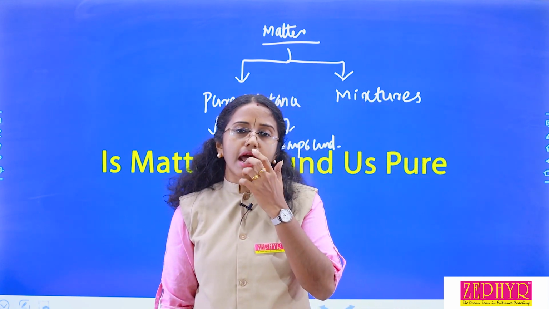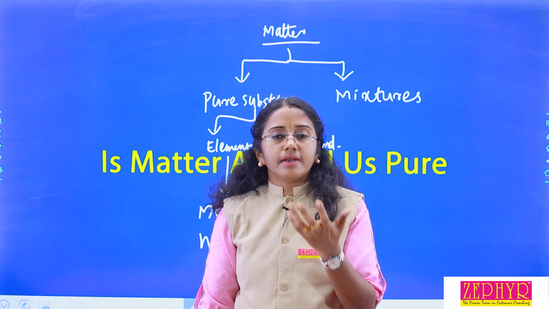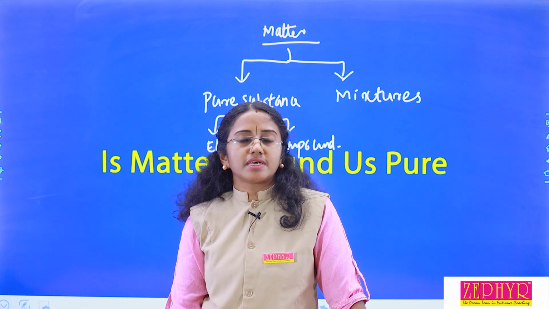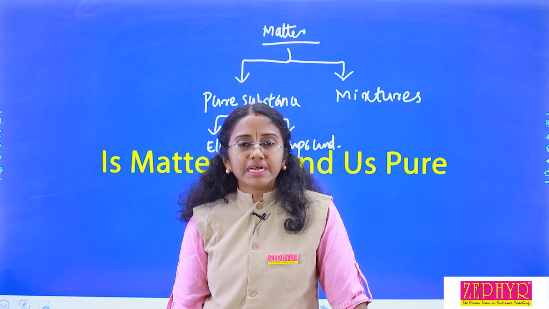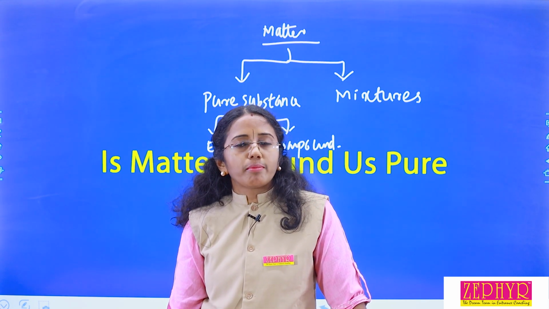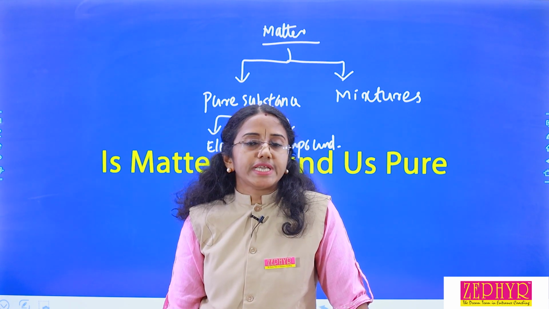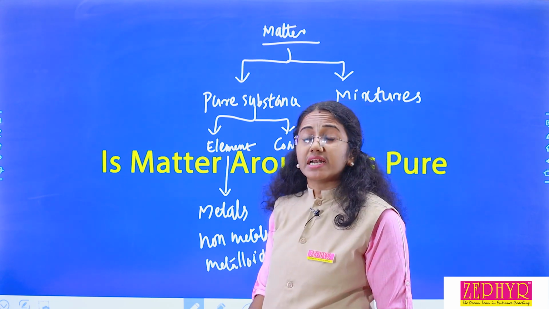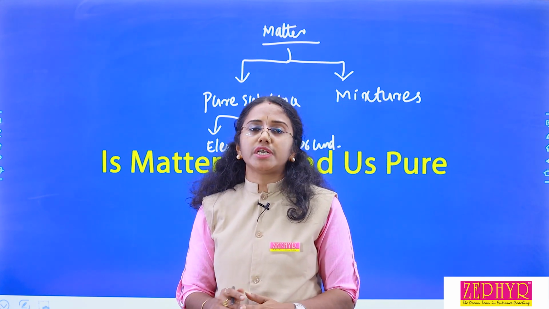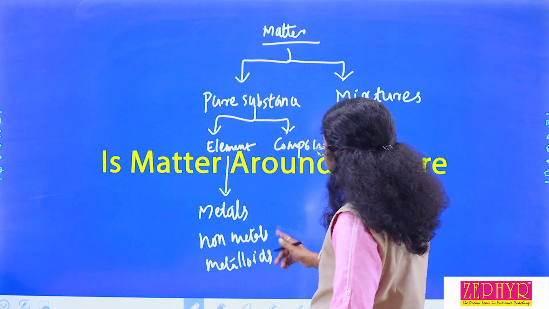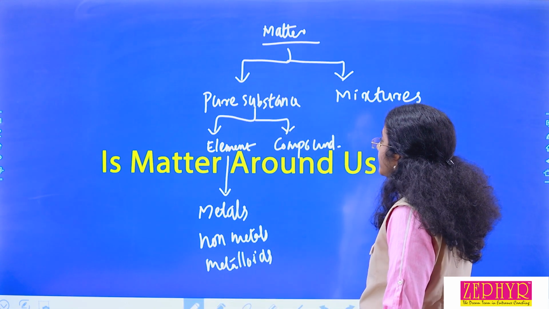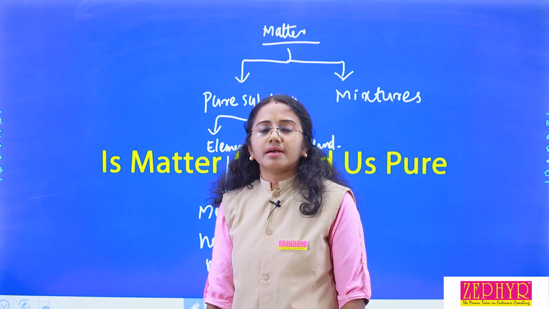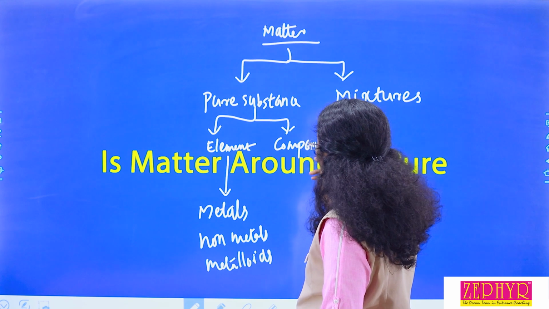Then what about non-metals? Examples of non-metals are carbon, phosphorus, sulfur, iodine, nitrogen, oxygen, etc. Non-metals are not strong, they are brittle in nature, non-malleable, non-ductile, and not conductors of heat and electricity. Metalloids are otherwise called semi-metals. They show properties of both metals and non-metals. Then compounds, for example, water, ammonia, H2O, NH3, CH4, etc.